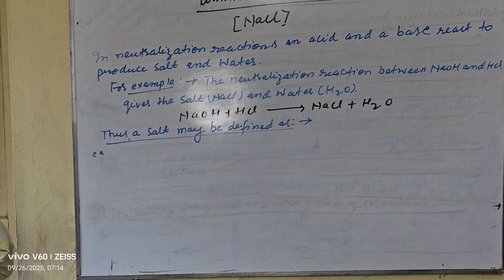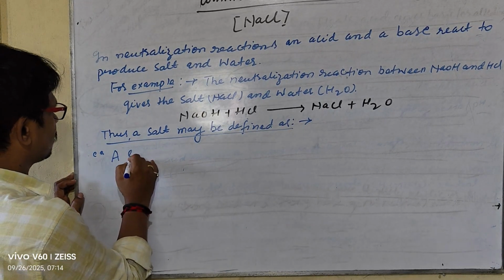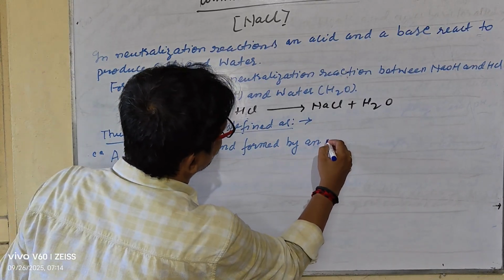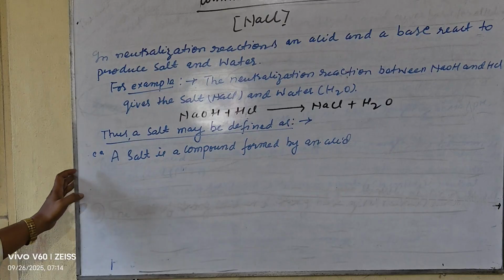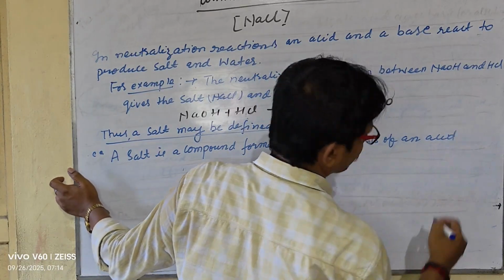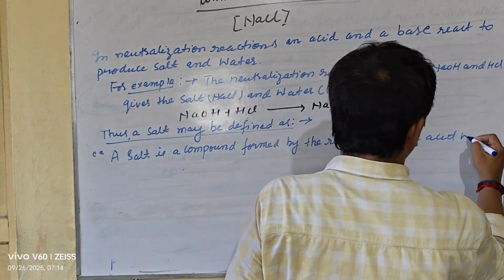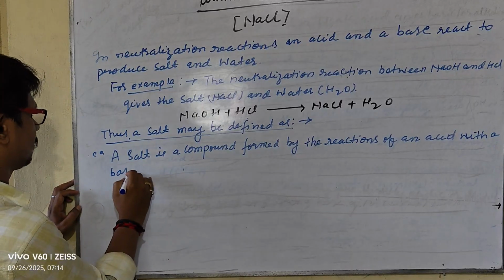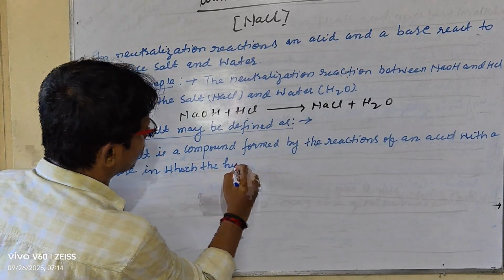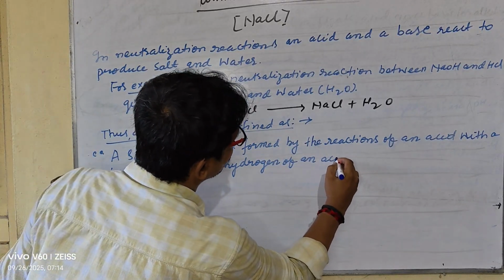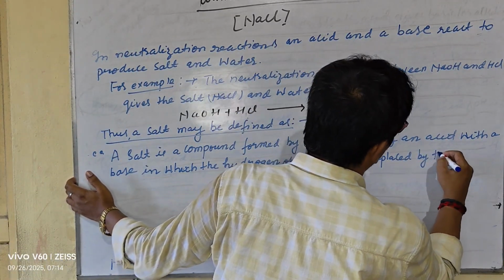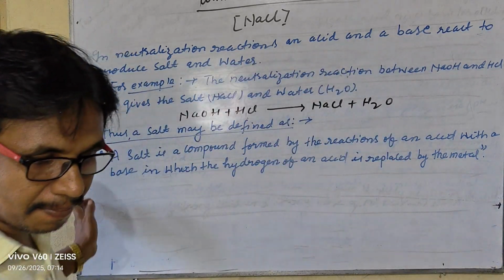Thus a salt may be defined as follows. The definition of salt: a salt is a compound formed by the reaction of an acid with a base, in which the hydrogen of the acid is replaced by the metal.